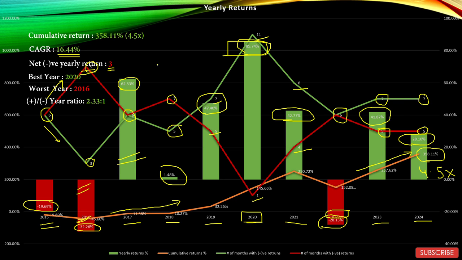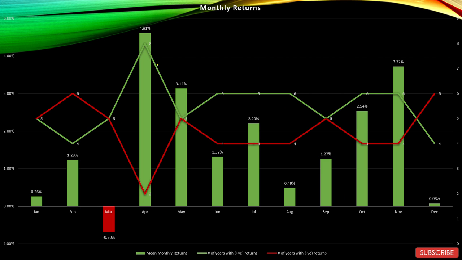Now let's move on to the next graph, which is the monthly returns graph. Here it is. The green bars show the positive mean monthly returns, whereas the red bars show the negative mean monthly returns. The green line shows the number of years with positive returns, whereas the red line shows the number of years with negative returns. So let's start with January.